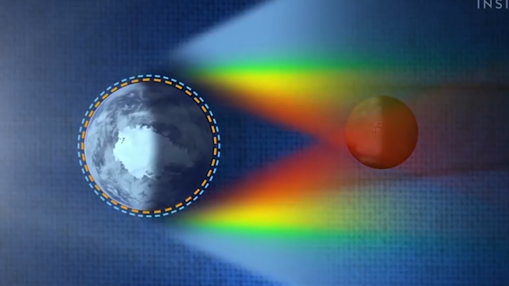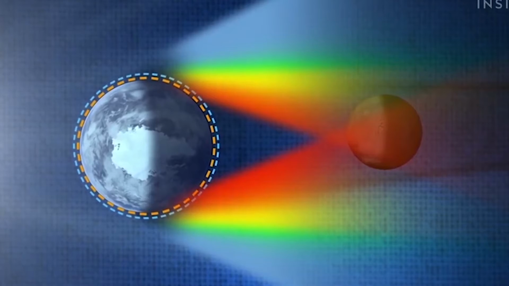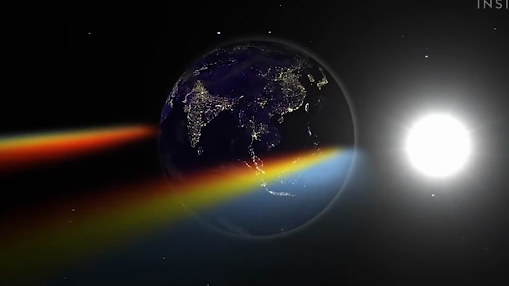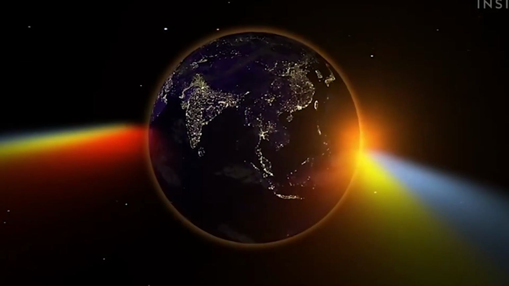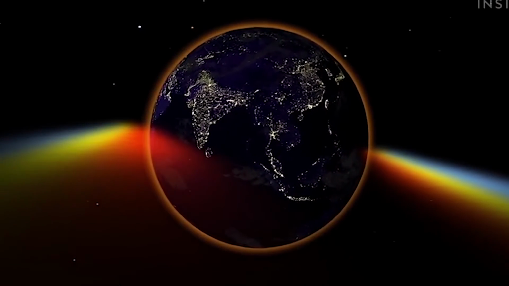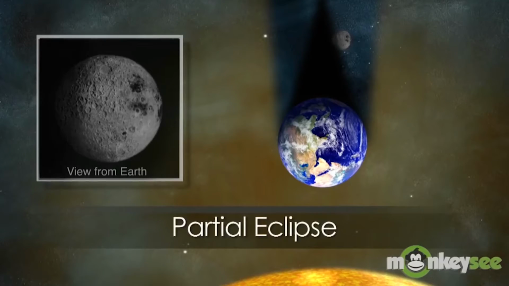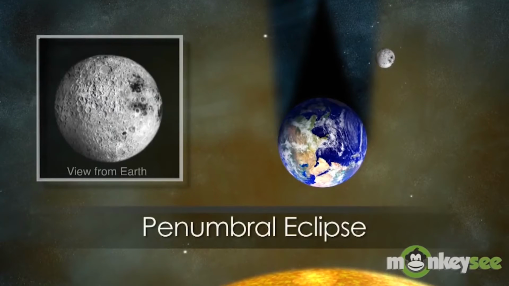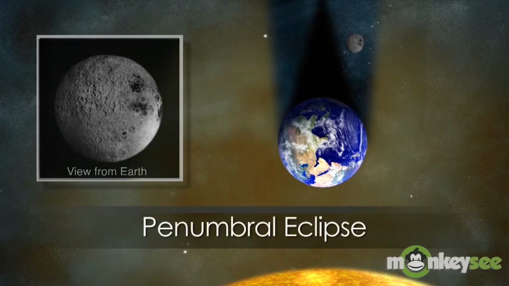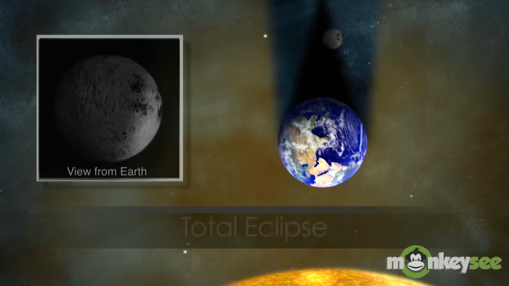This happens because the light from the sun passes through the Earth's atmosphere, which refracts the sunlight around the Earth so that it falls on the moon and creates a glow. A partial lunar eclipse occurs when only a part of the moon passes through the Earth's umbra. A penumbral lunar eclipse occurs when the moon passes through only the lighter part of Earth's shadow cone, the penumbra. Neither of these lunar eclipses is as colorful as a total eclipse.